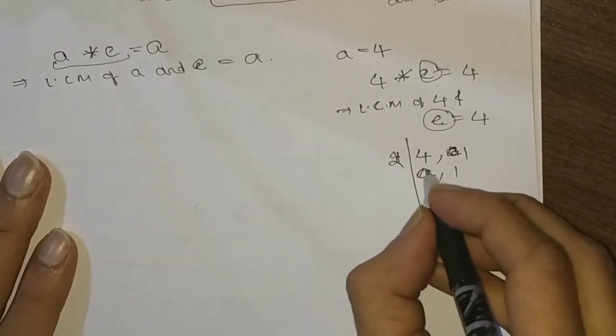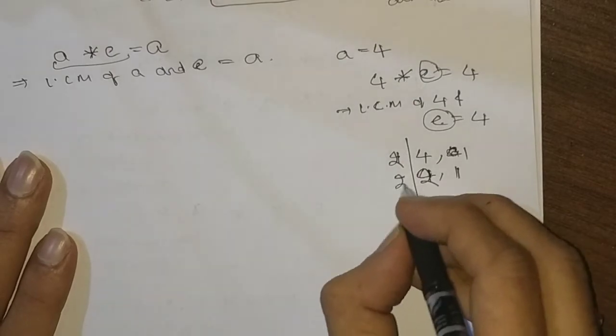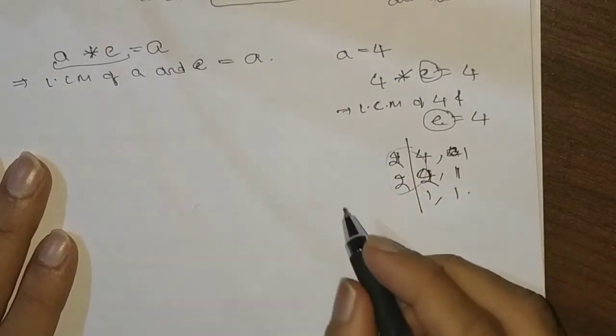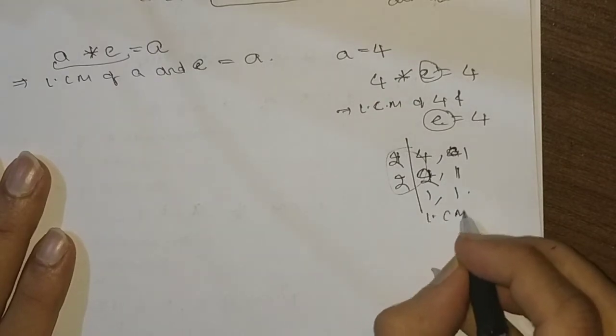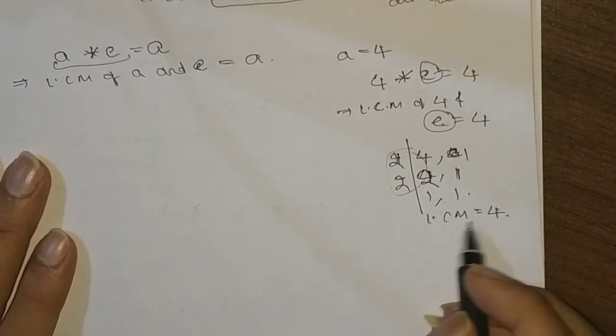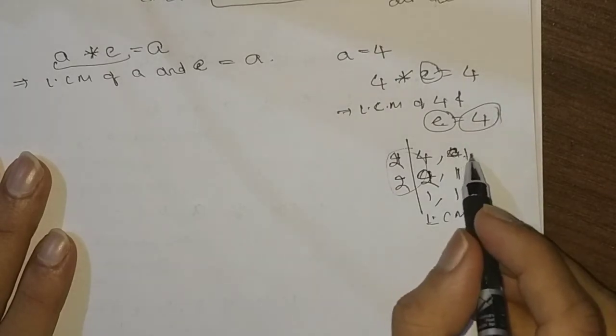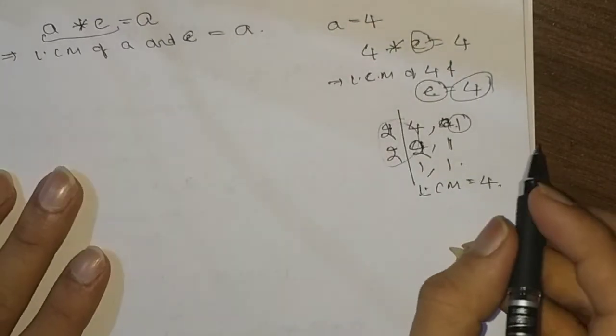So 2 2s are 4, 1 as it is here, and 2 1s are 2, and 1 as it is. So you will get 2 and 2, so that is nothing but the LCM will be 4, right? So the LCM is 4. We are getting the answer. Okay, but what have you taken E as? We have taken E as 1, right?